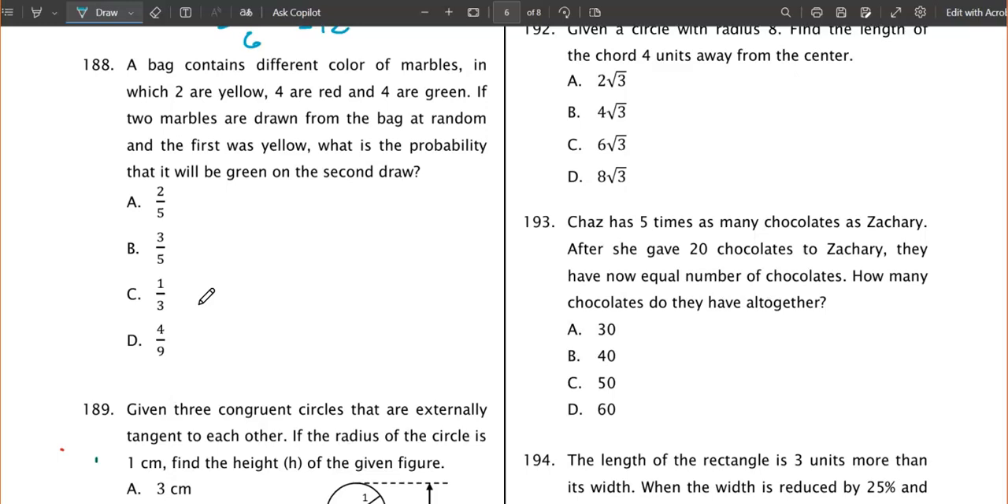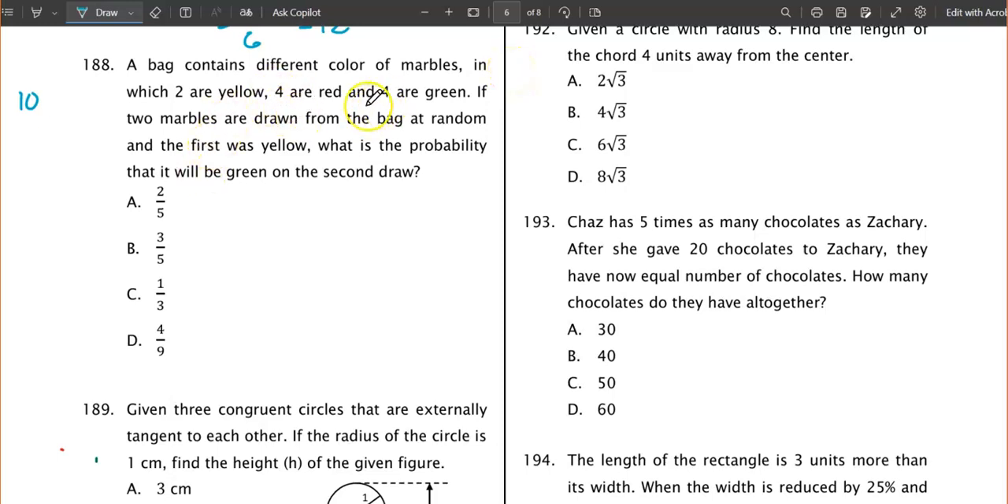188. A bag contains different colors of marbles, in which 2 are yellow, 4 are red, and 4 are green. So there are a total of 10 marbles together. If 2 marbles are drawn from the bag at random, and the first was yellow, what is the probability that it will be green on the second draw?